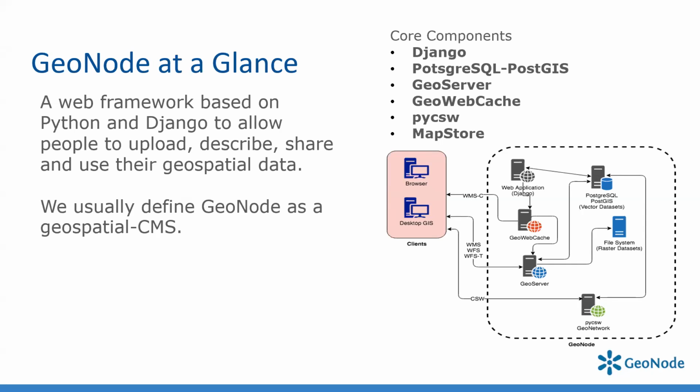Also, as a default catalog service, we are using PyCSW. And as a default GIS mapping client for the front end, we have now adopted MapStore as the default one. So basically, something that must be clear is that GeoNode has quite a complex architecture under the hood. We have at least 3 main components that must be configured, and that must interact together.